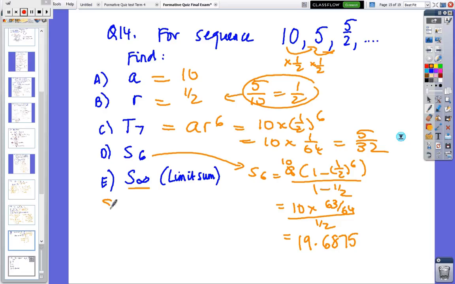Okay, last one. S infinity equals A over 1 minus R. Now, S infinity means it's going to limit to some sum. So A is 10 over 1 minus a half. So the limiting sum is 20. Okay, that's it.